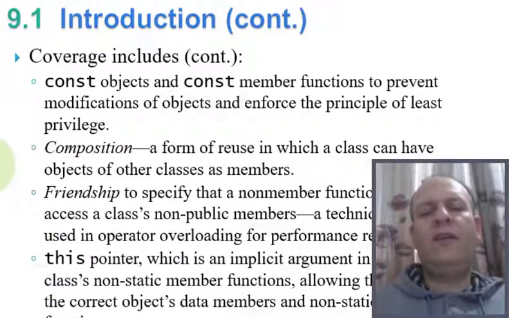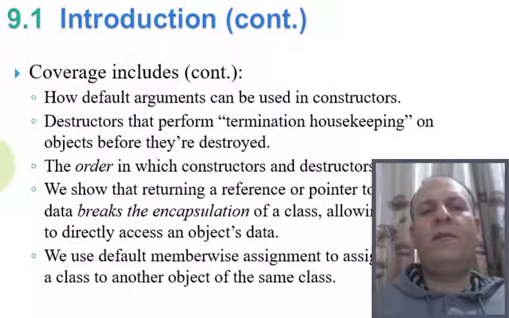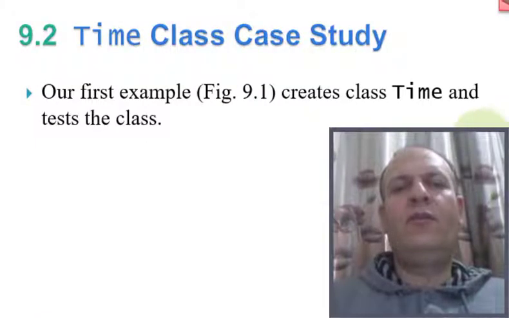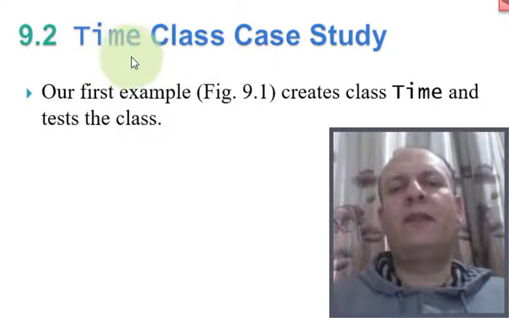As you see here, we have many objectives. All of them are important concepts. We need to understand them one by one to understand the main object-oriented programming concepts. During the discussion of this chapter, we will use a case study which is a time class. As you see, this is an example class called the time class, which we will use as a case study to discuss many important topics in our chapter. For each one, we will use the time class to clarify the main concept.